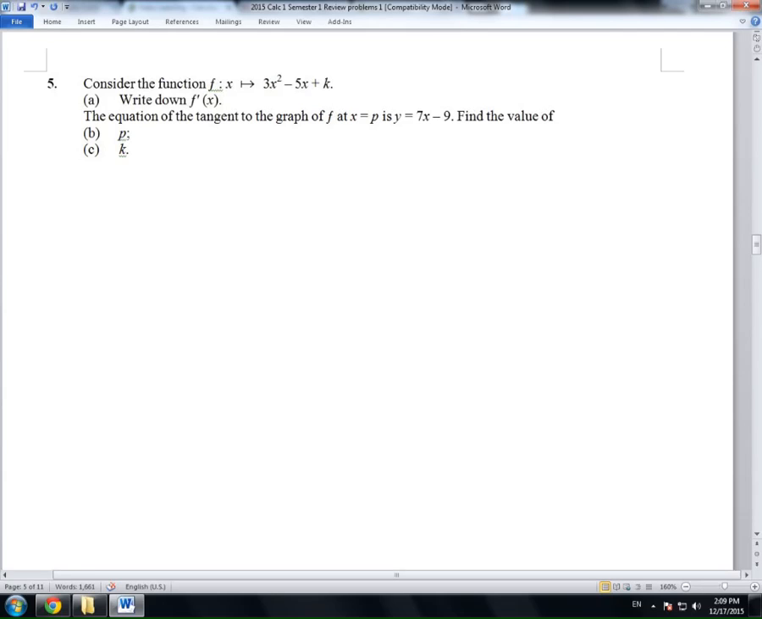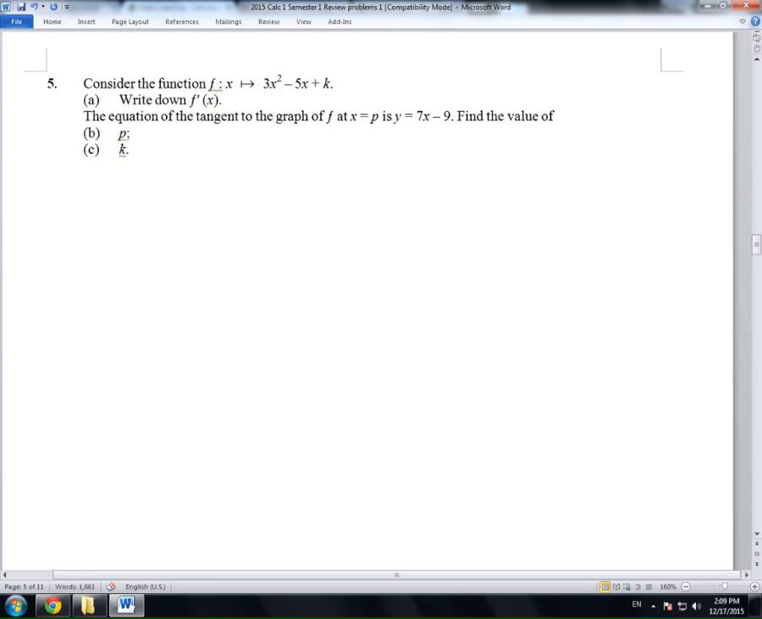Problem number 5 from the review packet. Don't be troubled by the notation. F of x equals, this is an alternative way used in other parts of the world, says that the function f takes all x's and turns them into these numbers. We'll see again we have a quadratic function, it's going to be a parabola, but I don't know the y-intercept, I don't know the k value. But in spite of that, it's asking me to find the derivative.